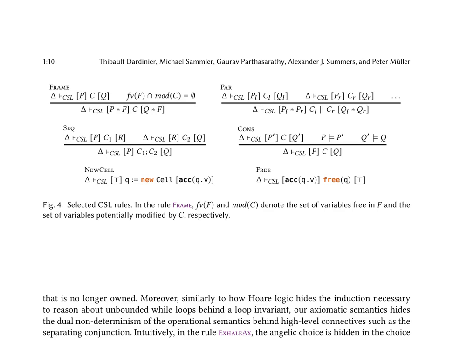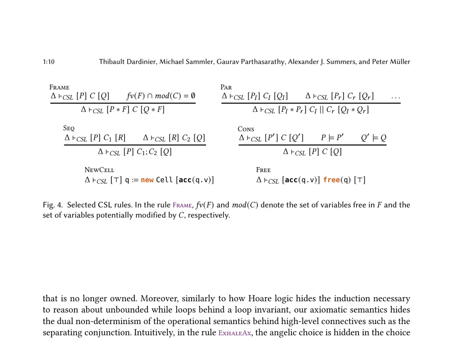The rules for the axiomatic semantics of inhale, exhale, and sequential composition are presented, which abstract over the low-level details of the dual non-determinism in the operational semantics. The authors illustrate how the axiomatic semantics hides the angelic choice behind high-level connectives such as the separating conjunction.